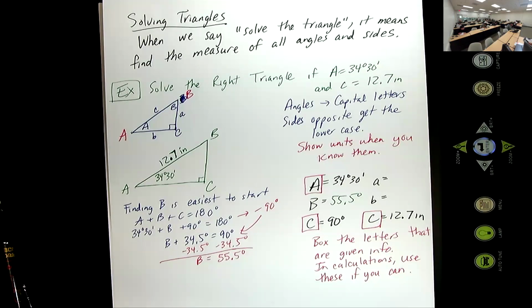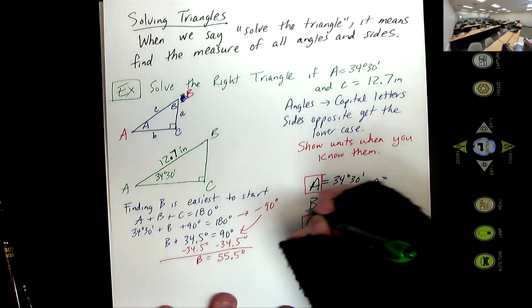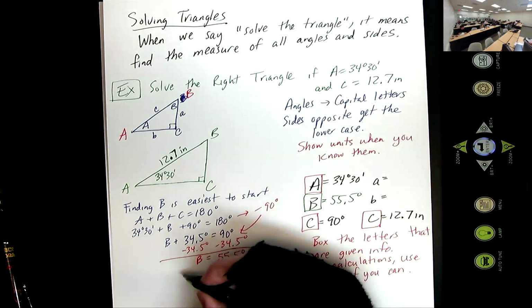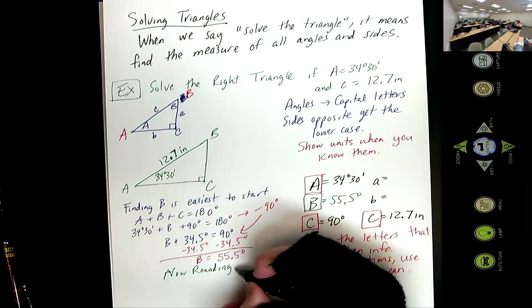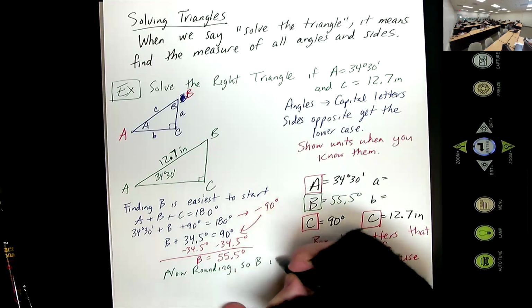I didn't round here, did I? Did I do any rounding? If I didn't do any rounding, this is a safe number to use also. I'm going to put a box around it. No rounding. So big B is safe to use.